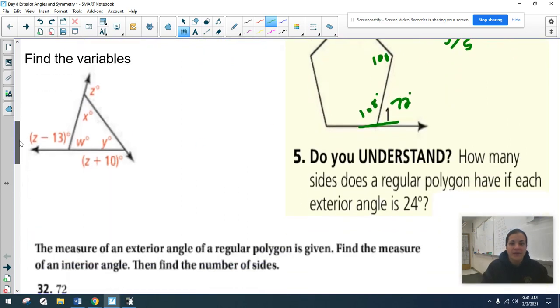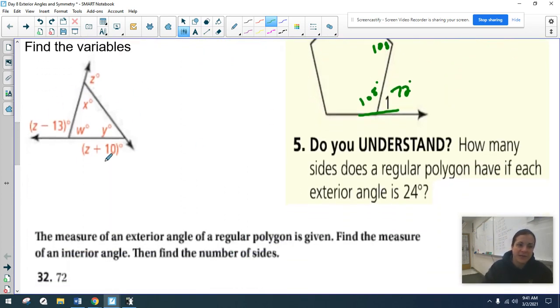Okay? The reason why I show you that is for problems like this. So they ask you to find the value of the variables.